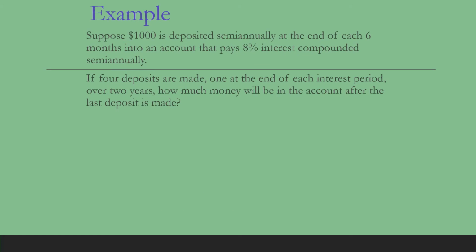Let us see an example here. Let's suppose that 1,000 is deposited semi-annually, at the end of each 6 months, into an account that pays 8% interest compounded semi-annually. 4 deposits are made, one at each interest period over 2 years. Since it is semi-annually, every year the payment is made on 2 occasions, 2 plus 2, 4, because it is 2 years. How much money will be in the account after the last deposit is made?